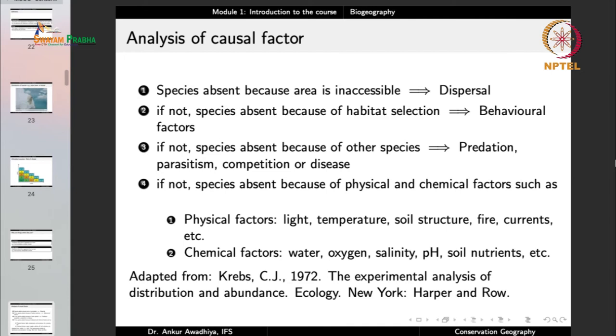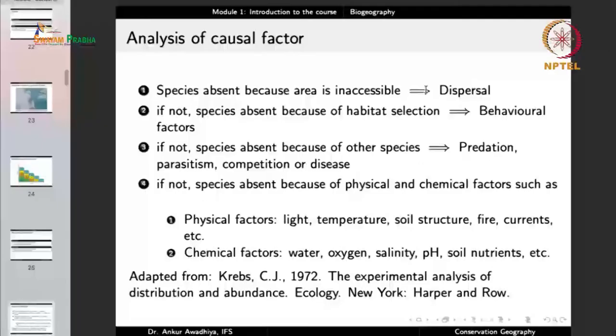And we saw that if we consider any organism that is found in a particular area, the reason why it is found can be several. The species can be absent because an area is inaccessible, because the organisms have not dispersed to that area. That can be one reason. So for example, we have certain species in South America, and we can have a very similar climate and very similar other conditions in India.